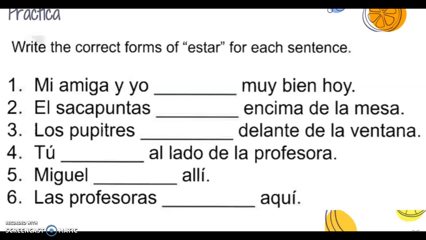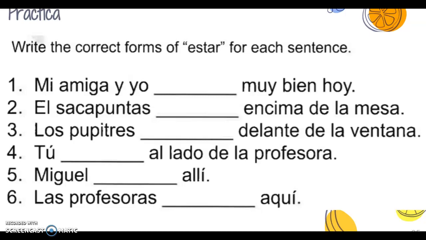Okay, so at the bottom of your page there, you have some practice, some fill in the blanks. So in a minute, I'll have you pause the video and do the practice. Okay, so go ahead and pause the video. All right, if you want to get the most out of this activity, fill in the correct forms of estar.